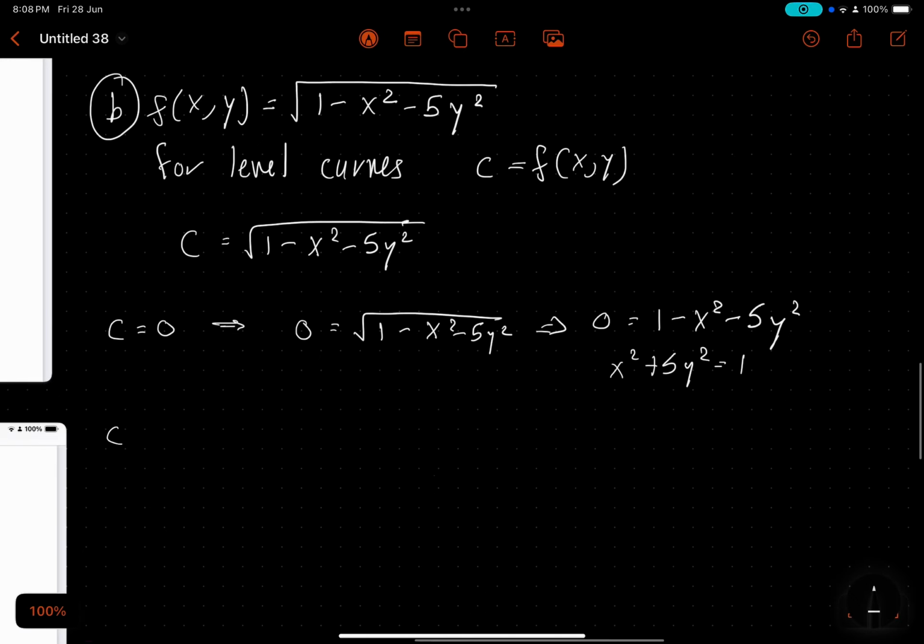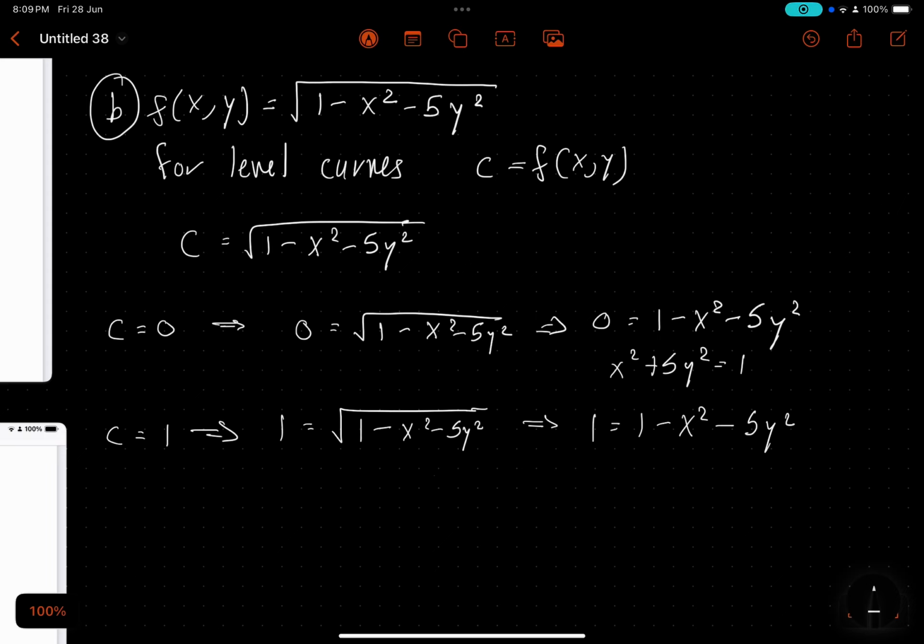Now let's take c equals 1. It should give us also an ellipse, possibly with a different radius. Let's check and see if it will give us an ellipse or not. 1 minus x squared minus 5y squared. Okay, this could not be an ellipse now.